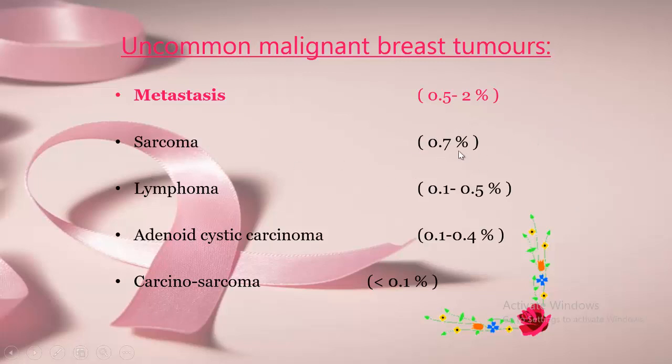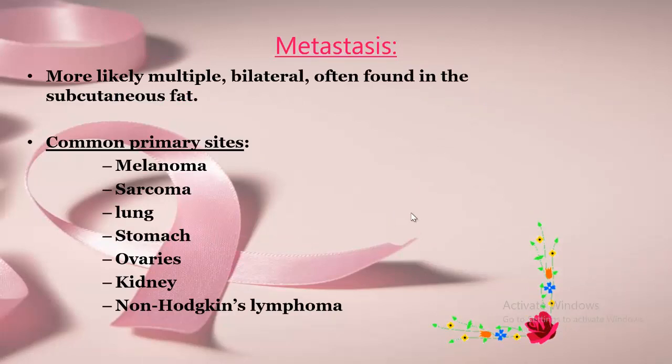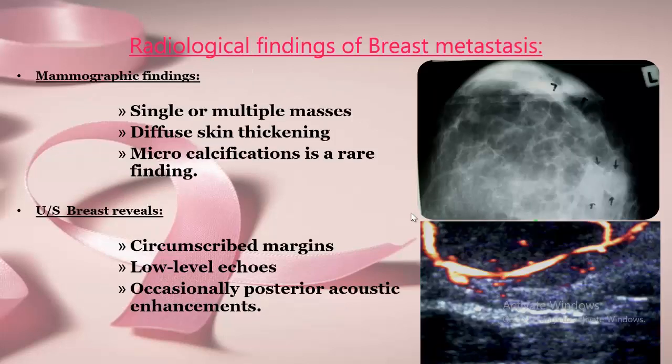Sarcoma, lymphoma, those are uncommon breast tumors, as are adenoid cystic carcinoma and carcinosarcoma, which are rare tumors, but we are talking now about metastasis being spread from other parts of the body in 0.5 to 2% of cases. Breast metastasis is more likely multiple, bilateral, and often found in the subcutaneous fat. Common primary sites: malignant melanoma, sarcoma, lung, stomach, ovaries, kidney, and non-Hodgkin lymphoma, as the cases we have just seen.